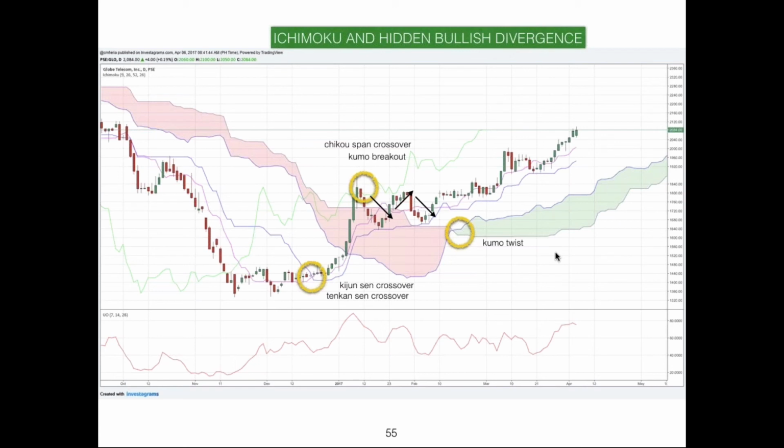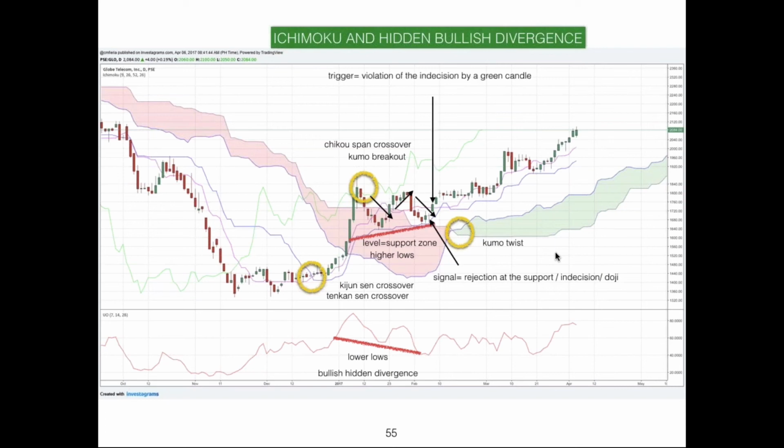So how do we enter? You buy at the Kijun-sen level because this is where the price had been bouncing off. This is your level. Price bounces off the same support line twice and then makes a doji. This is your signal. Now, price breaks out of consolidation and crosses above the doji resistance. This is your trigger, the violation of the indecision by a green candlestick above the doji.